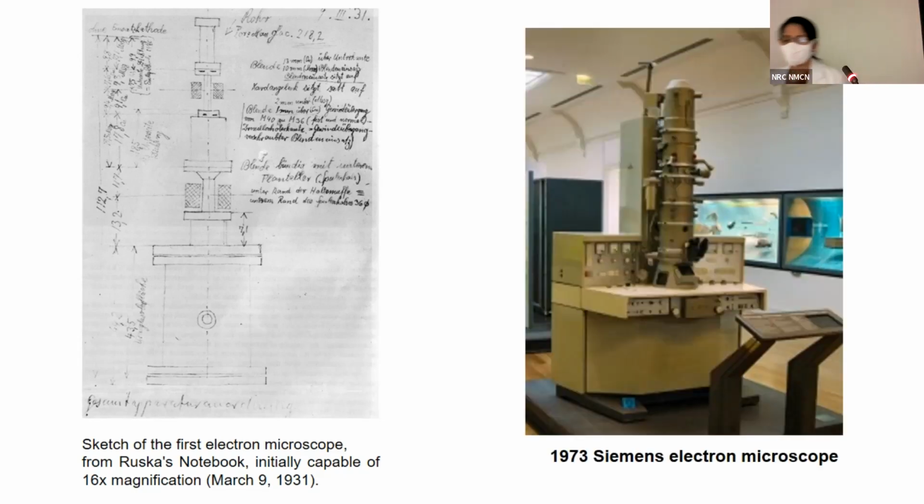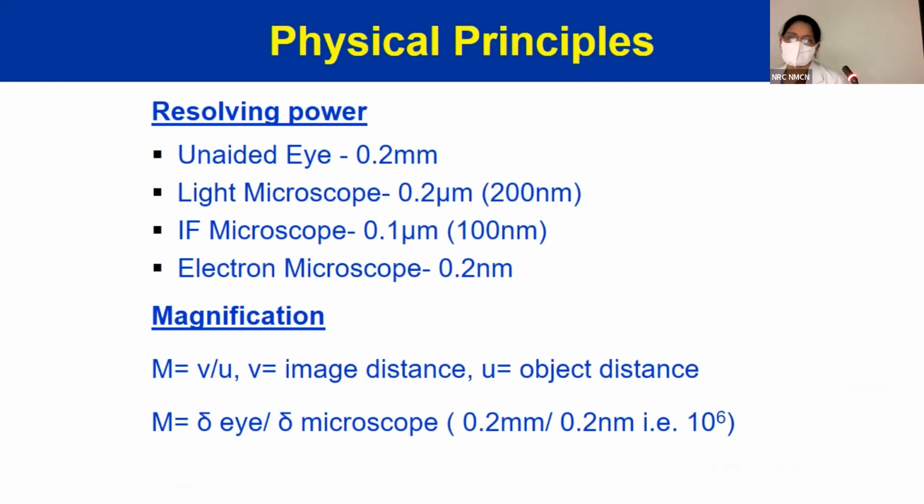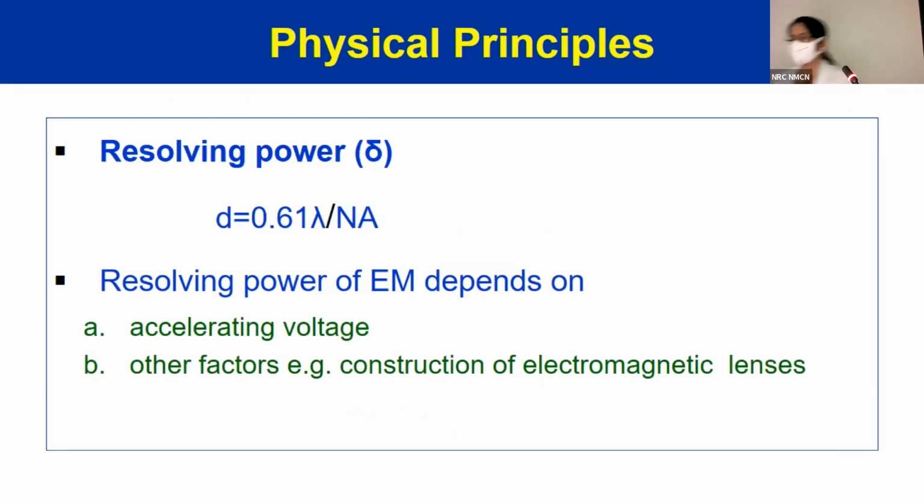Then private companies started coming in to make these electron microscopes. You can see that it is relatively new, it is 1973, right, that electron microscopy started. We have been talking about this day in and day out for the past 2 days. What is important for an electron microscope is the resolving power. It can differentiate 2 points 0.2 nanometers apart, and a light microscope can do it for 0.2 microns, and your eye can do it for 0.2 millimeters. So this is the crux of it.